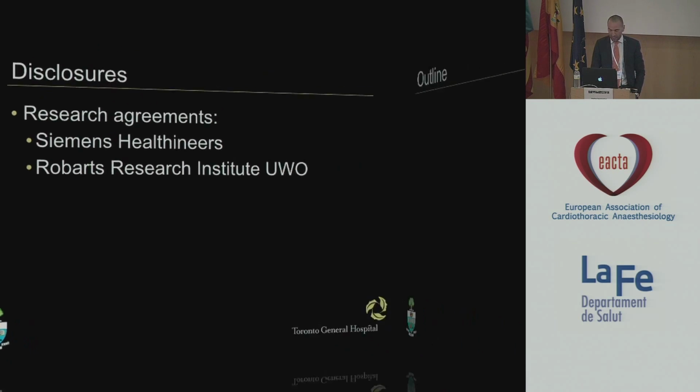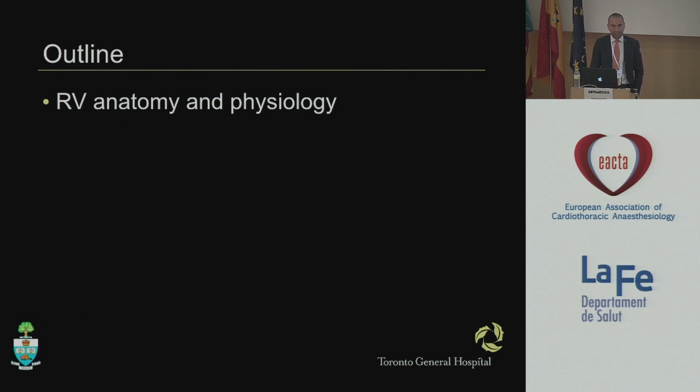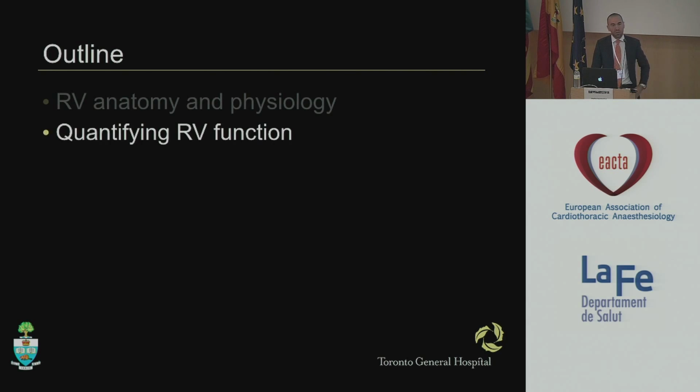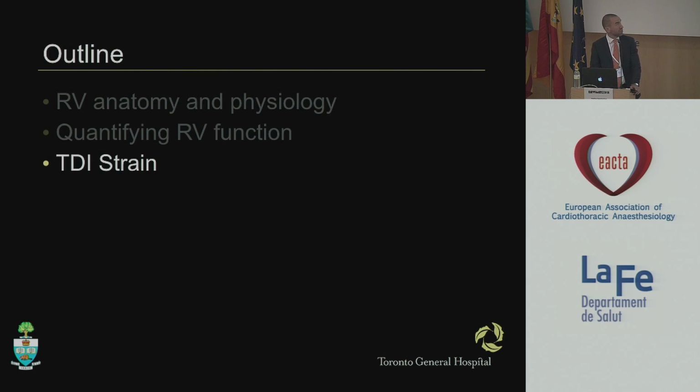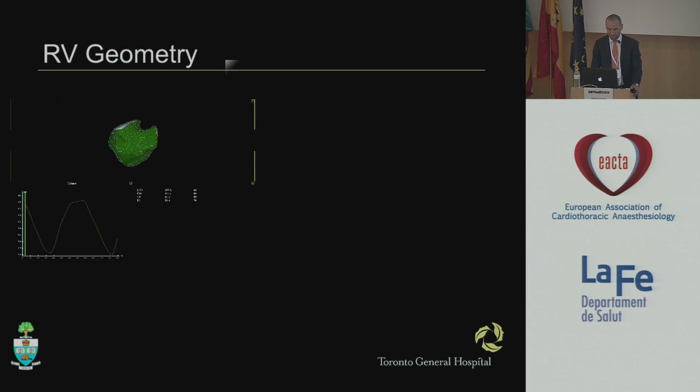In the next half an hour or so, we'll talk about right ventricular anatomy and physiology, which is something we need to refresh our minds about to build our talk about the use of strain. We'll talk about how we currently quantify right ventricular function according to our guidelines. We'll talk about strain based on tissue Doppler. We'll talk about speckle tracking. We'll talk about some of the limitations and pitfalls.